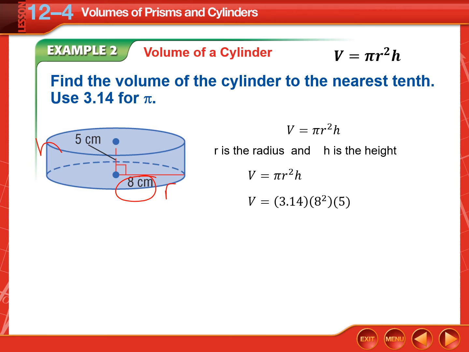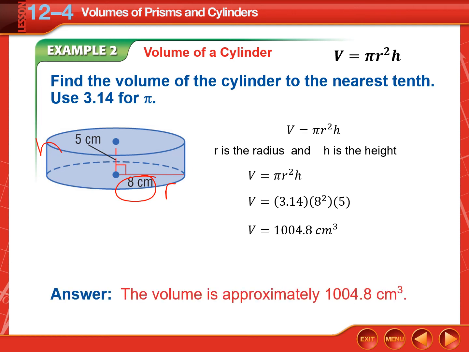So again, when you're multiplying, just make sure you do the 8 to the second power first, and then multiply everything else. Especially if you're using a simple calculator. So if you multiply all those together, there you go. You're going to get that answer, 1,004.8 centimeters cubed. All right, let's move on to the next example.